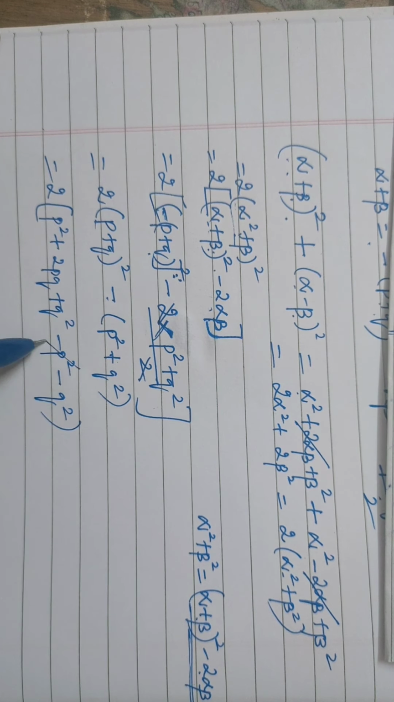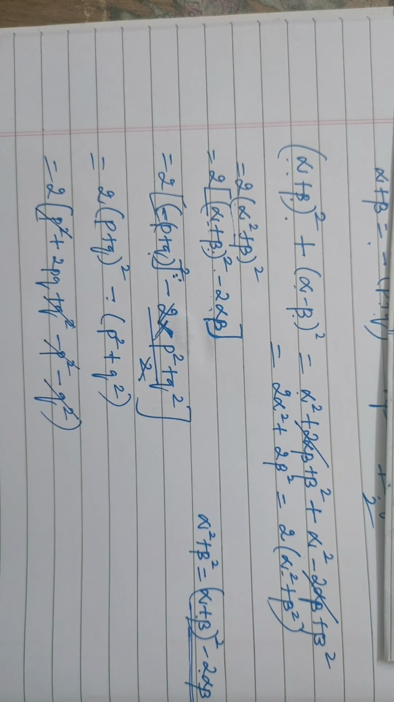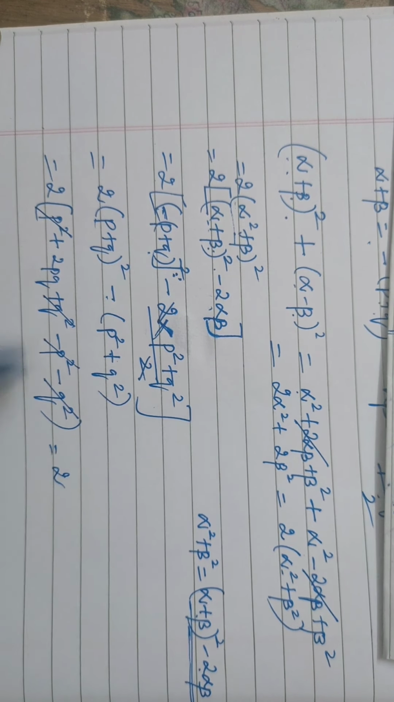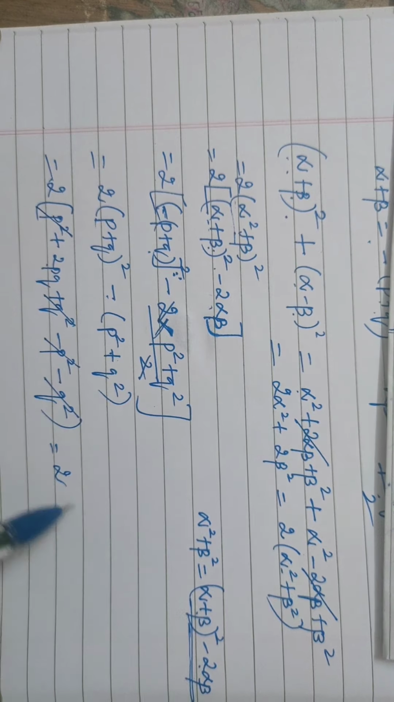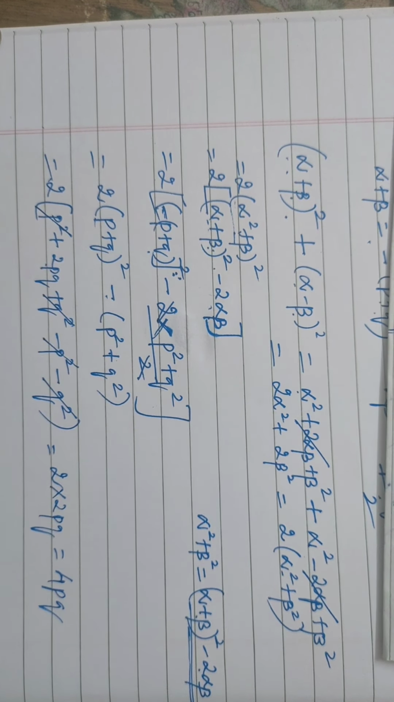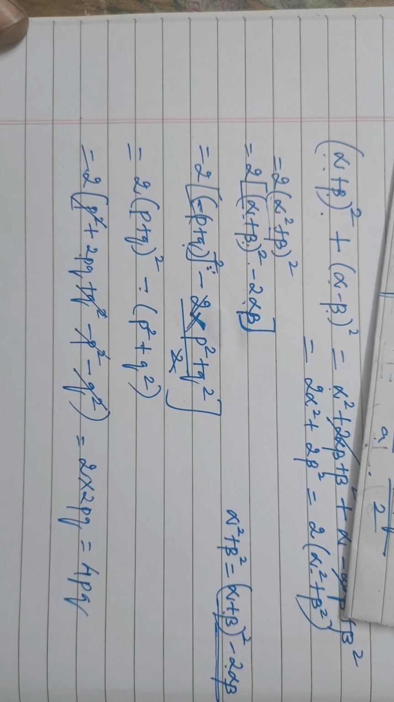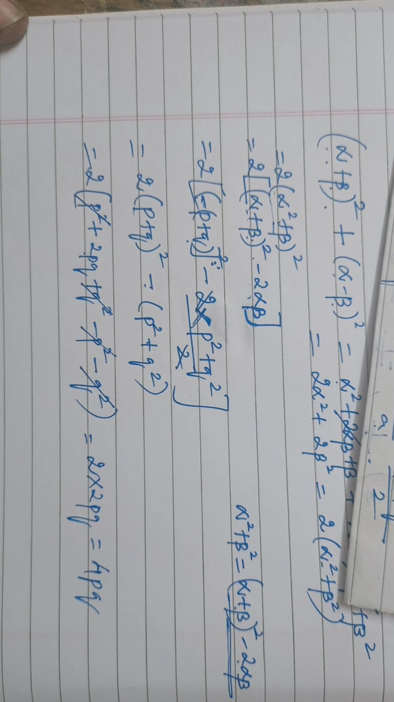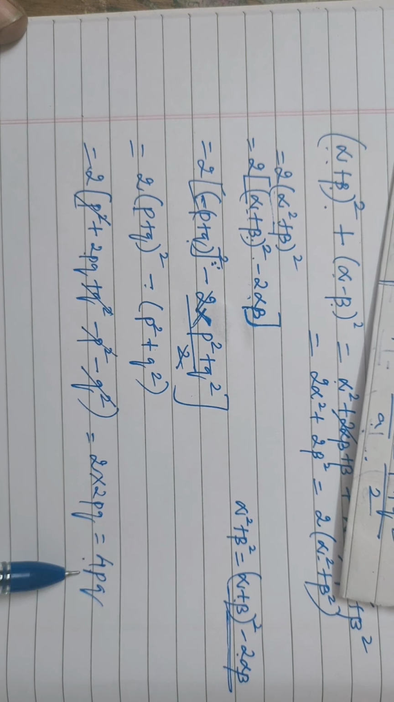Now this plus p square and minus p square gets cancelled. Plus q square minus q square gets cancelled with what and what? 2 and 2pq. Okay. So what did we get? 4pq. So in the place of, as we said, forming a quadratic equation, x square minus alpha plus beta, in this place alpha plus beta we will write 4pq.